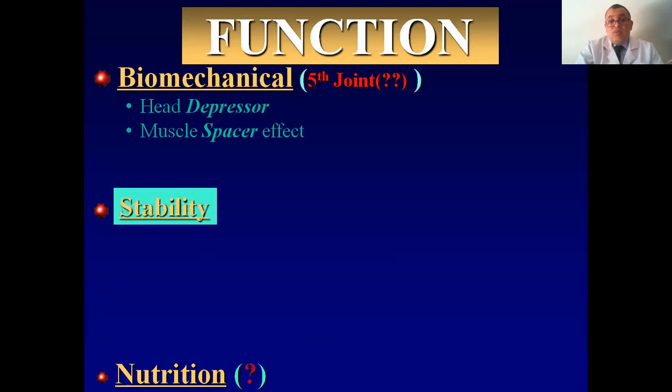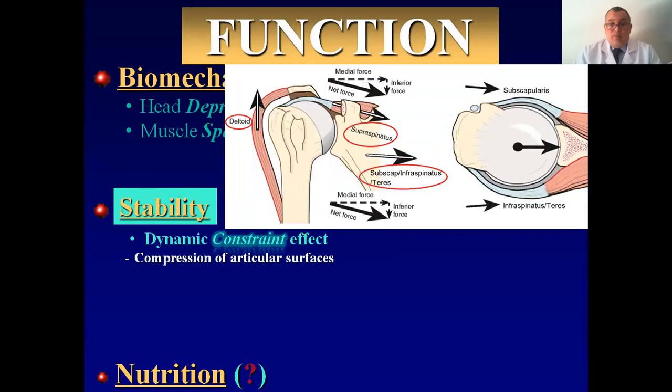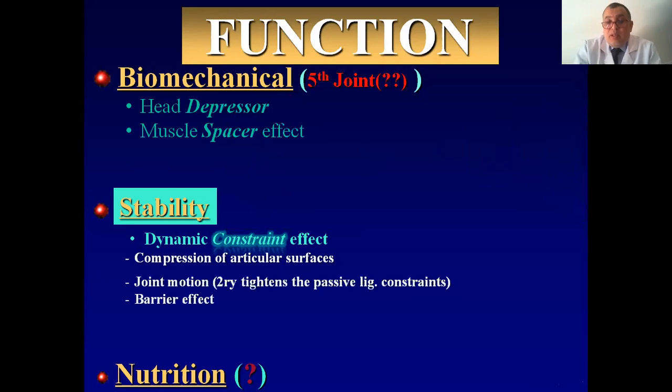The stability is produced by the dynamic constraint effect of the rotator cuff. How can this be? When the subscapularis and the infraspinatus, as well as the supraspinatus, all contract, they push the head against the glenoid, thus compressing them both, preventing any anterior or posterior translation, allowing only rotation. This is a very important action, but even more important is the coordinated rotator cuff effect. How can this be?